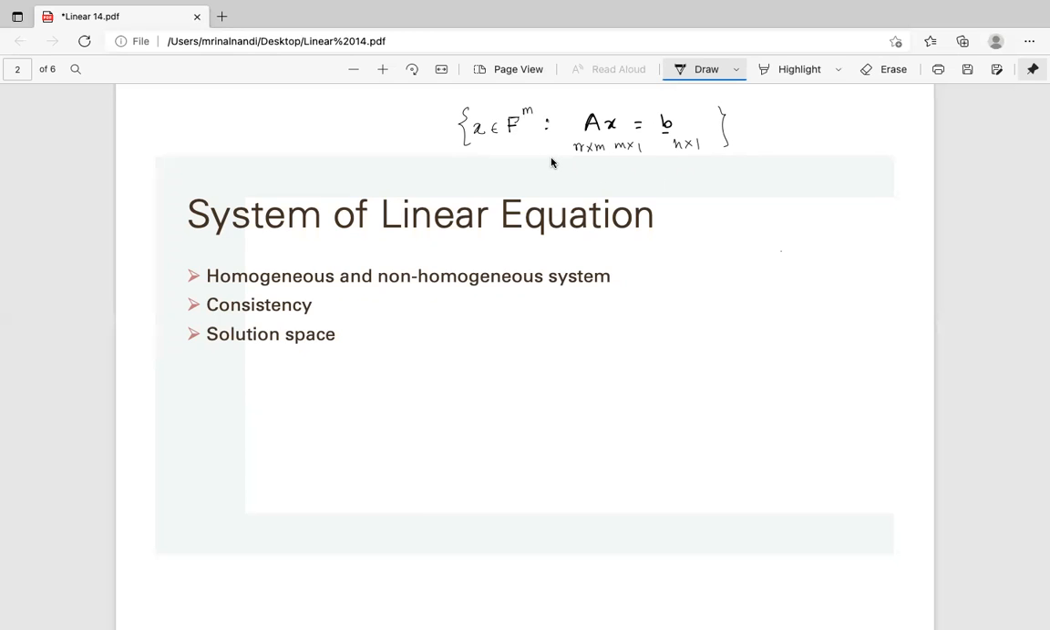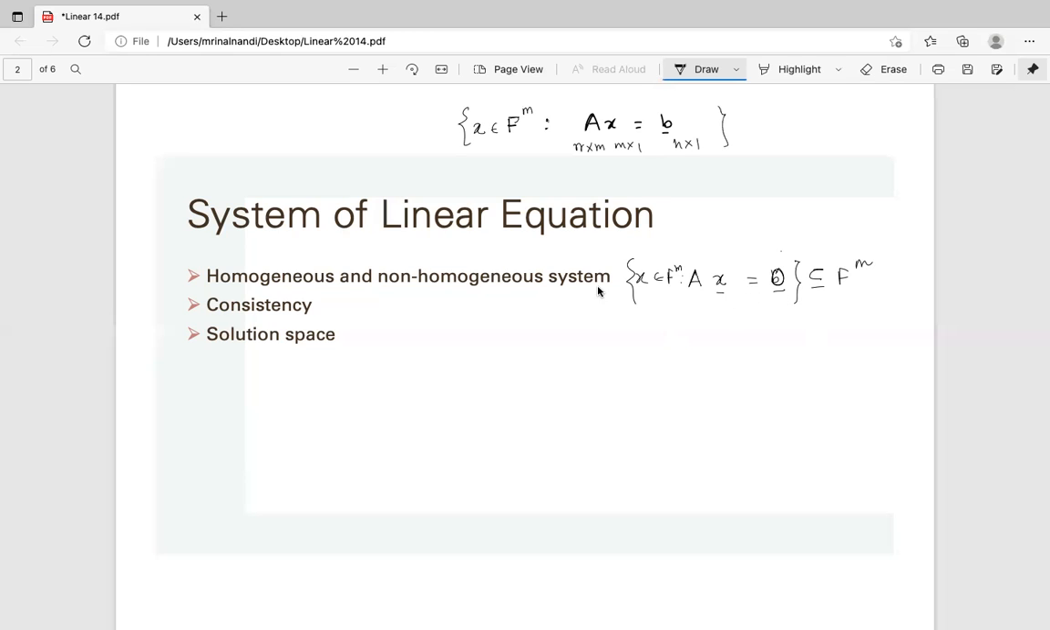We know that for a homogeneous system, the solution space is a subspace. It is trivial to see that this is a subspace of F, not only a subset. Now, if it is non-homogeneous, it can't be a subspace because 0 is not there. That's why it can't be a subspace.